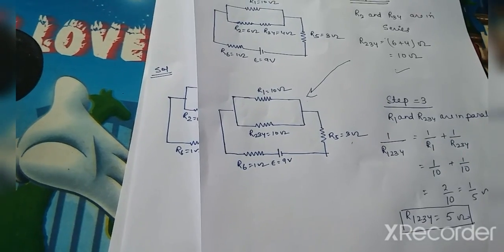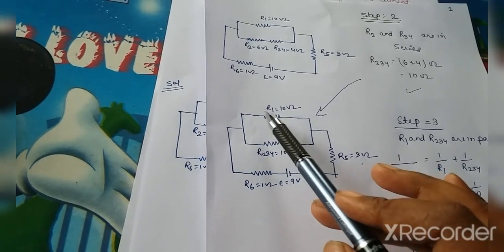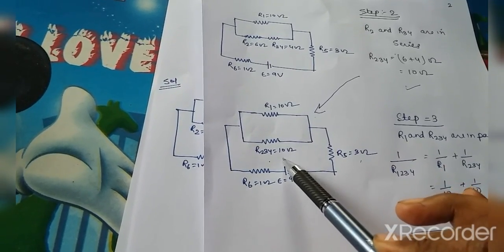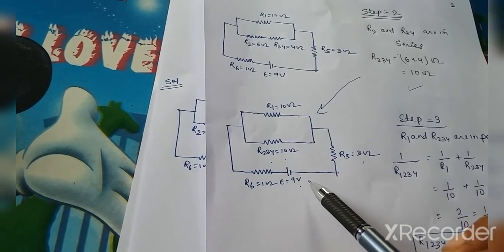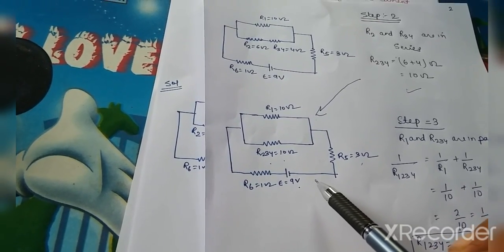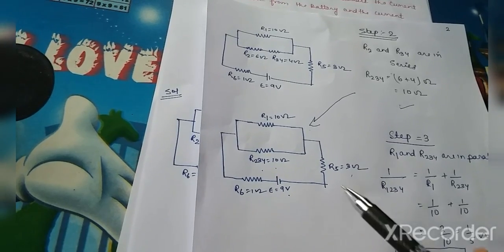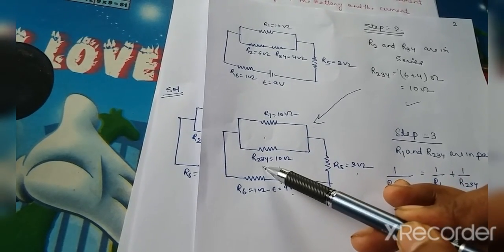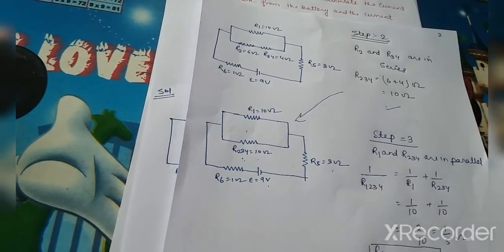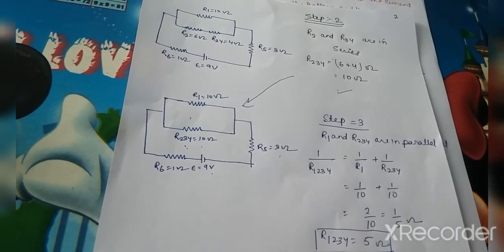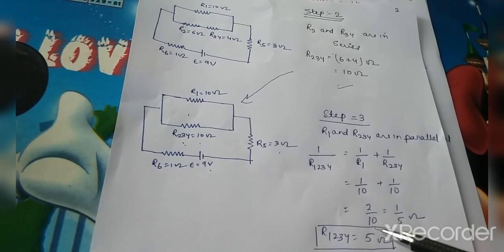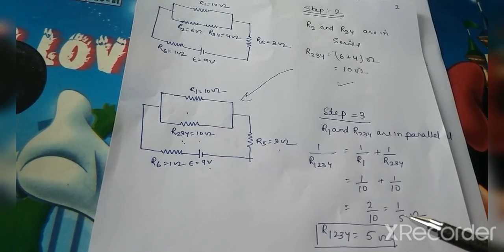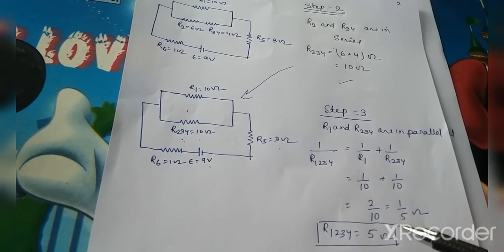Here is the new circuit, where R1 equals 10 ohm, R234 equals 10 ohms, R5 equals 3 and R6 equals 1, and the voltage source equals 9 volts. Here R1 and R234 are in parallel connection. So 1 upon R1234 equals 1 upon R1 plus 1 upon R234, equal to 1 by 10 plus 1 by 10, 2 by 10, equal to 1 by 5, and R1234 equals 5 ohm.